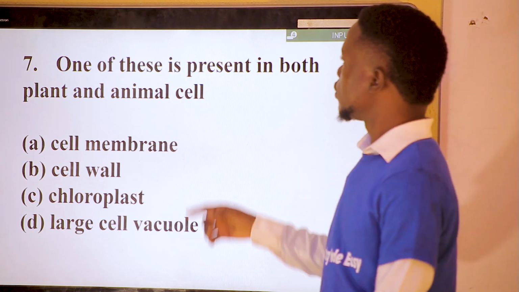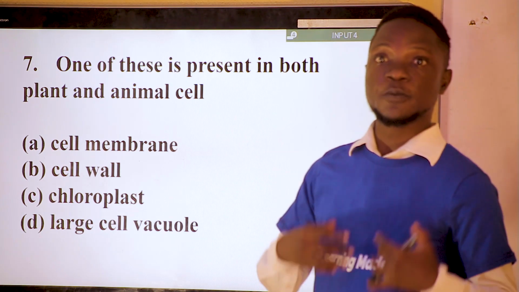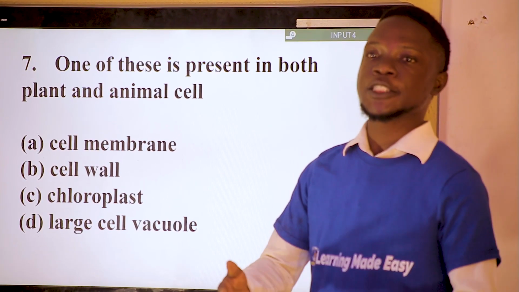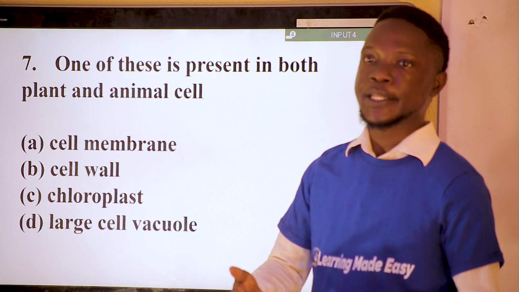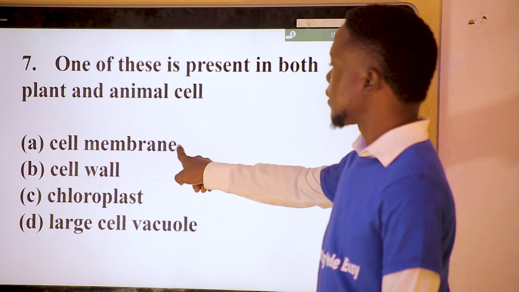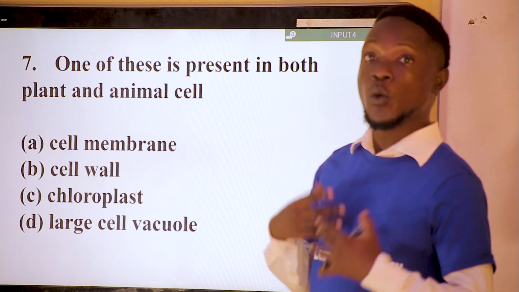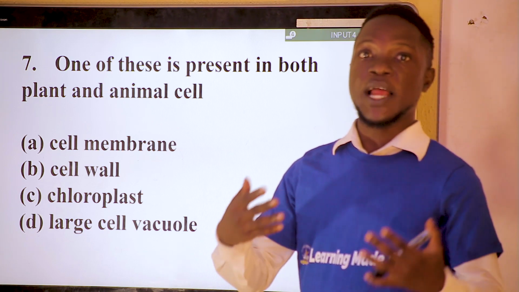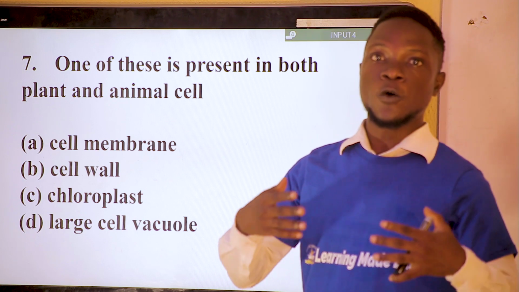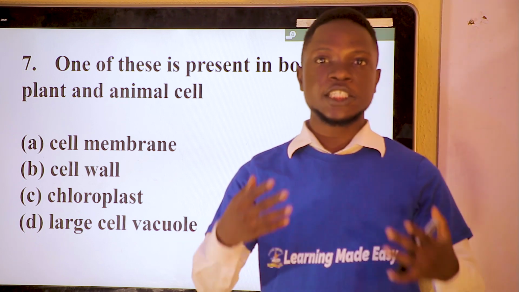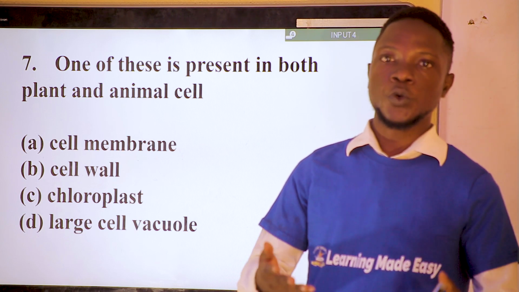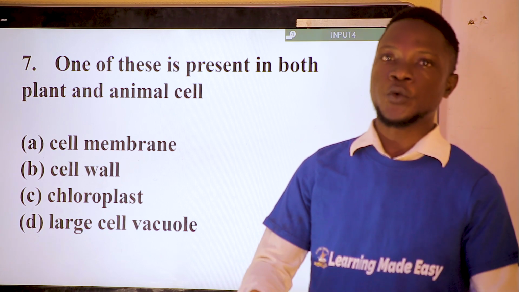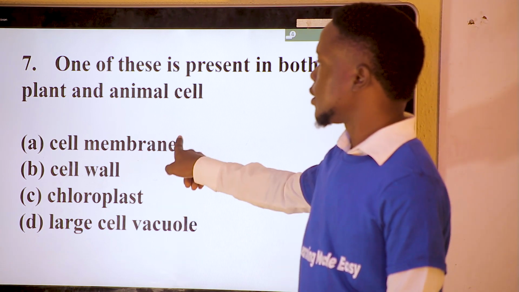Question number 7. One of these is present in both plant and animal cell. Now, one of the similarities between plant and animal cell is that they both have a cell membrane. So the answer to this question is the cell membrane. Now, the cell wall is peculiar to plant cells. Chloroplast is also peculiar to plant cells because that is what the plant cells use for photosynthesis. While a large cell vacuole is also peculiar to the plant cell, in comparison to the animal cell, which has a small cell vacuole. So the answer to this question is the cell membrane.